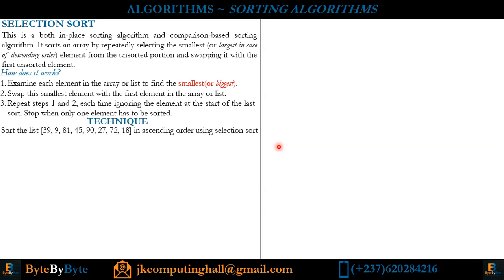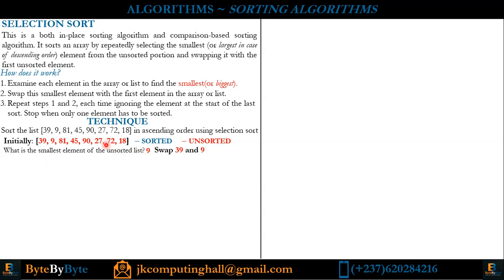Technique: sort the list that you have in ascending order using selection sort. Initially, that is the list we have, and you see that all of them are red, meaning that here there is no element we consider to be sorted. How do we work with the selection sort? First of all, we identify the smallest element in the unsorted list, and we see that the smallest element here is 9. So I will swap 9 and the first element, which is 39. So I swap 9 and 39.